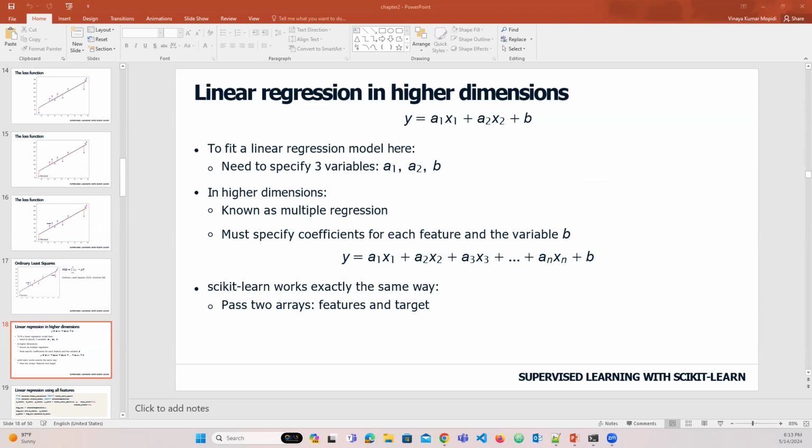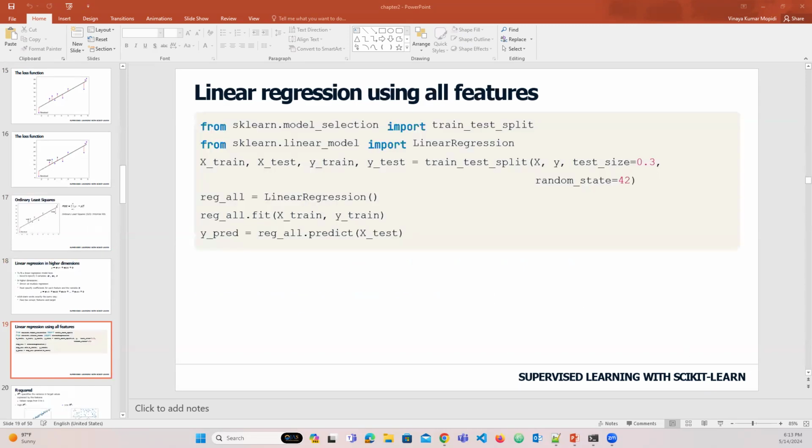For a multiple linear regression model, Scikit-Learn accepts one variable each for feature and target values. Let's perform linear regression to predict blood glucose levels using all of the features from the diabetes data. So first we import LinearRegression from sklearn.linear_model. Then we split the data into training and test sets. Instantiate the model, fit it on the training set, and predict on the test set.